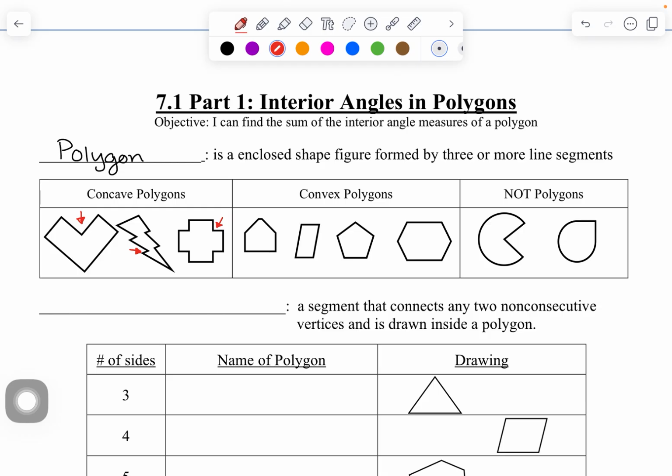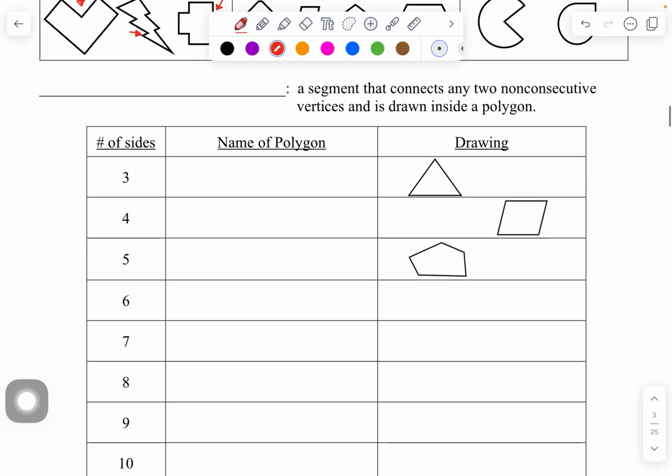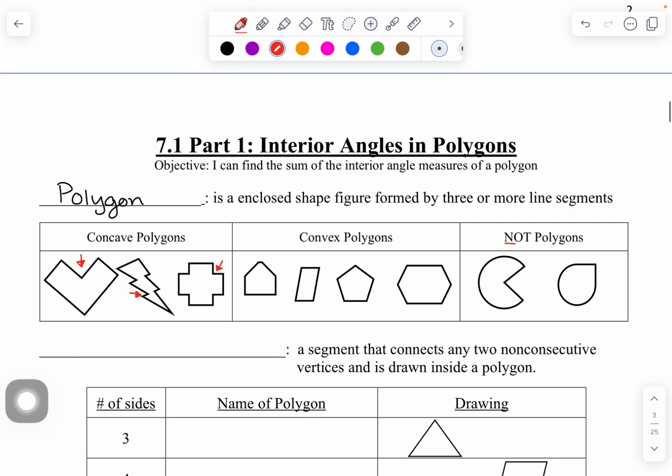On the other hand, convex, that's more typically what you think about when you think about a polygon. All of its corners are going outwards. On the other hand, the moment that you have anything that's curved sides, that makes it not a polygon.